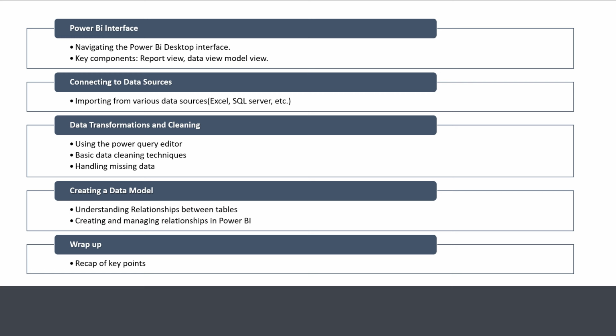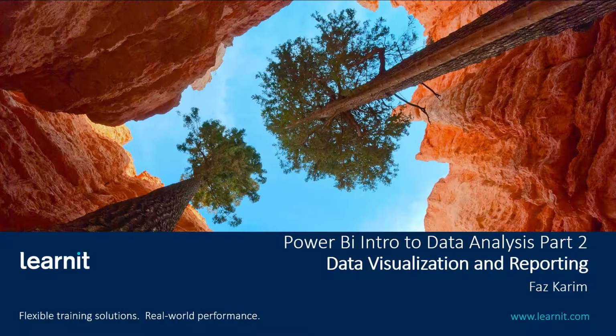Once we had the data imported and cleaned up, we put together a data model by connecting data sets with their primary keys to establish relationships among the products, the sales, and the customer tables using their ID columns. And now here we are in Power BI Intro to Data Analysis Part 2, Data Visualization and Reporting.